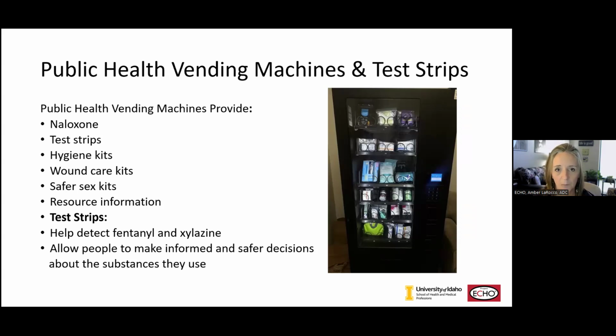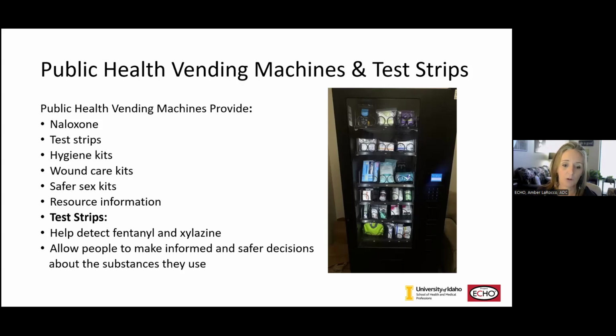Test strips are incredibly important, and I don't know if they're distributed enough or talked about enough with our clients or with the people we encounter. They obviously don't tell somebody if their supply is safe, right? It's not going to say there's X amount of fentanyl in there, you know, it's safe to use. It's going to say, yes, there is fentanyl.